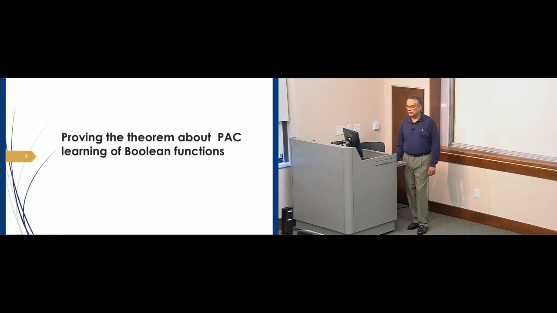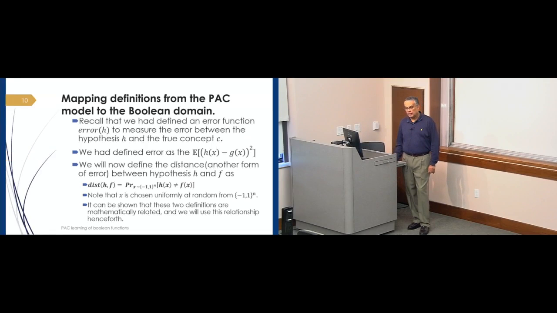So to prove the theorem, what we would like to do first is to translate some of the definitions from the PAC model into our current setting for Boolean functions. And the first adjustment we will make is to take the concept of the error function which we had used till now, where h is the hypothesis, and in order to find out how far away we are from the concept we are trying to learn, what we had done was to take the difference between h and g, the function we want to really learn, square it, and take the average value.